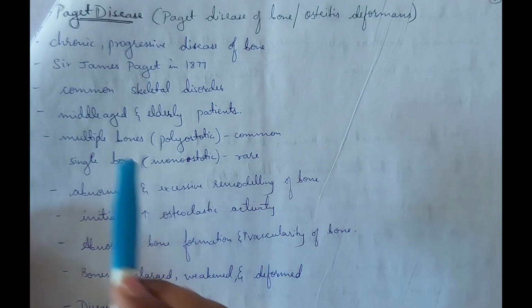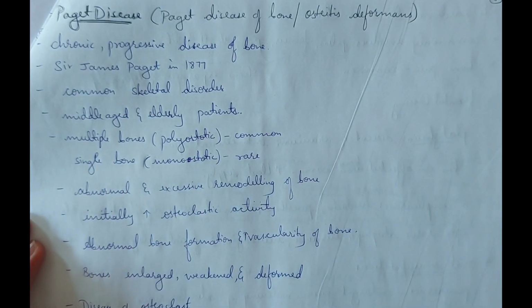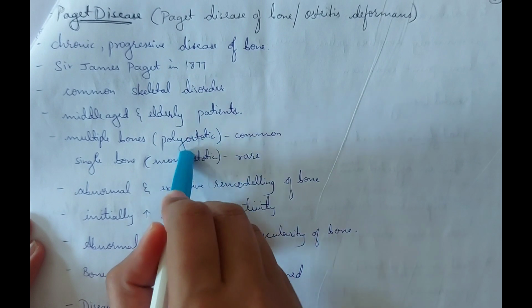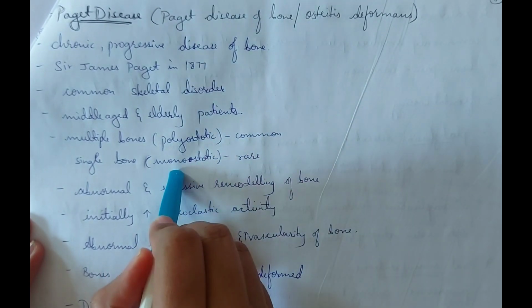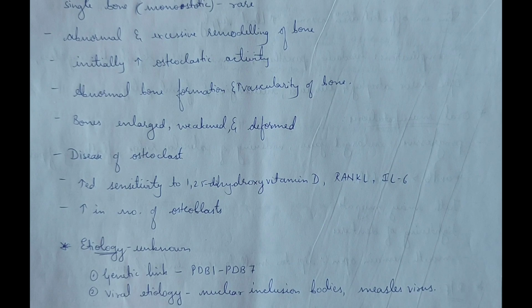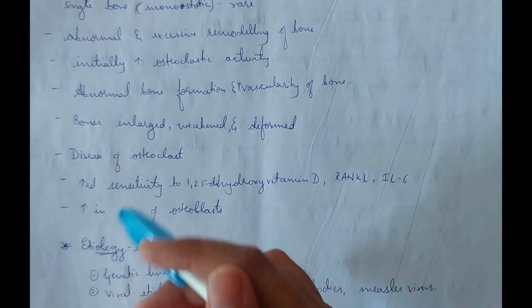Here you can see two types, that is multiple bones and single bone. As you have read in fibrous dysplasia, here also there is polyostotic and monostotic. Polyostotic is common whereas monostotic is a rare condition. Abnormal and excessive remodeling of the bone is seen here.